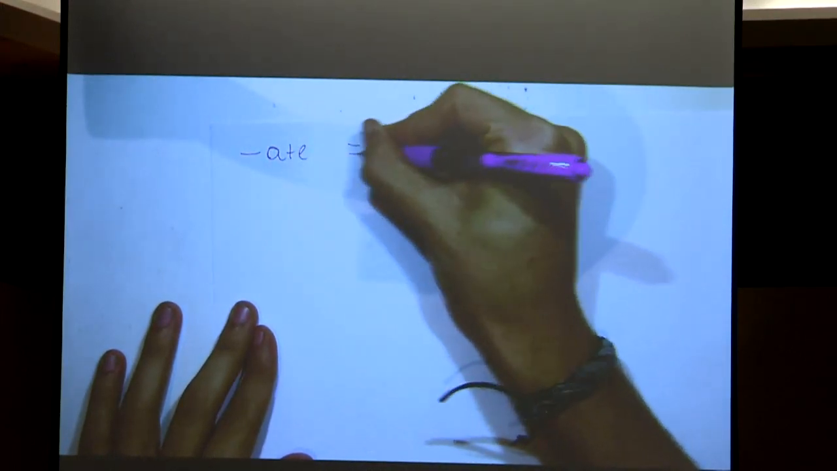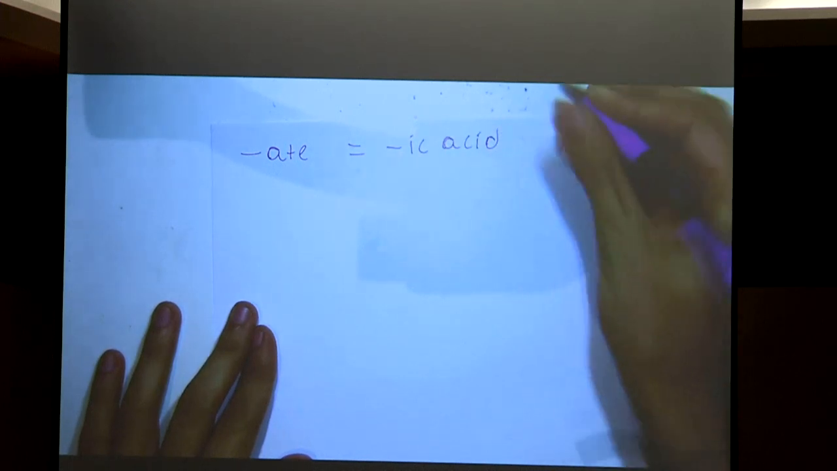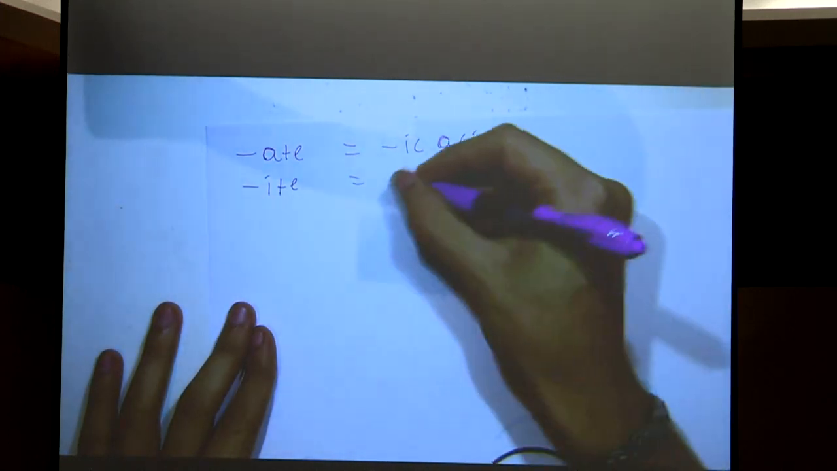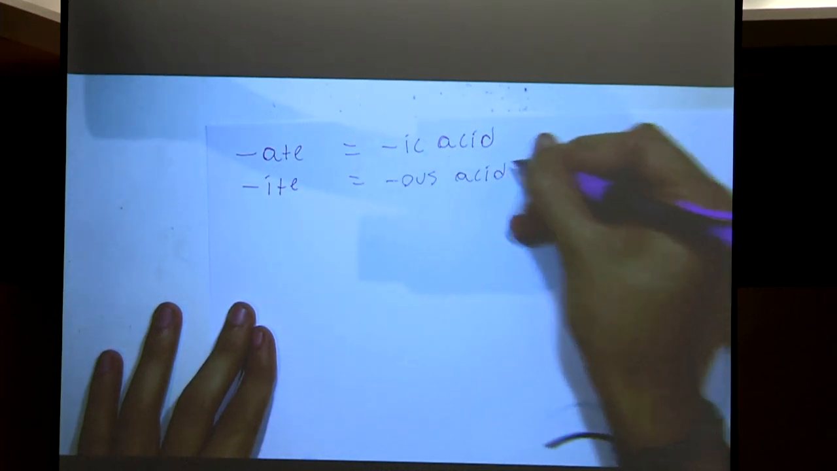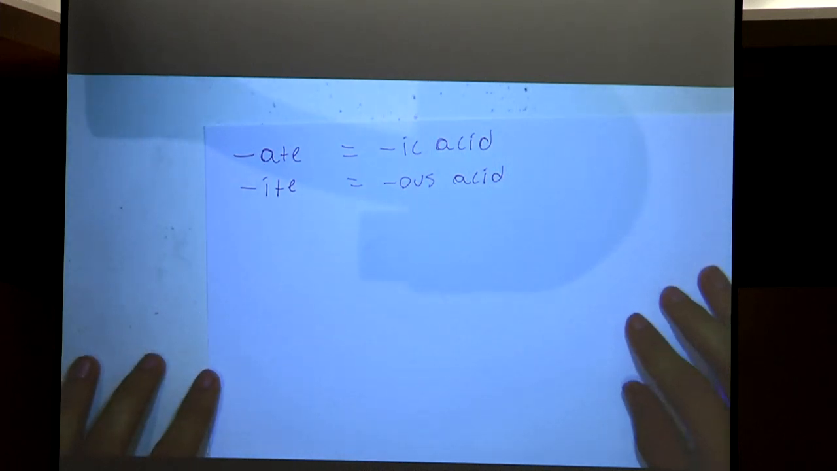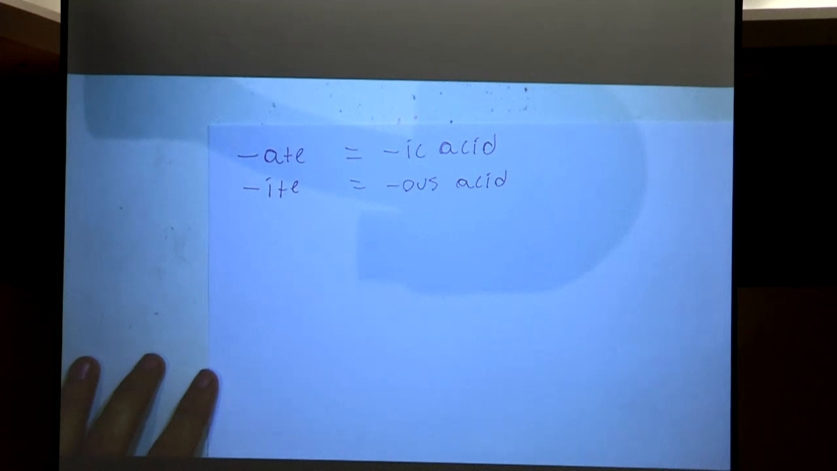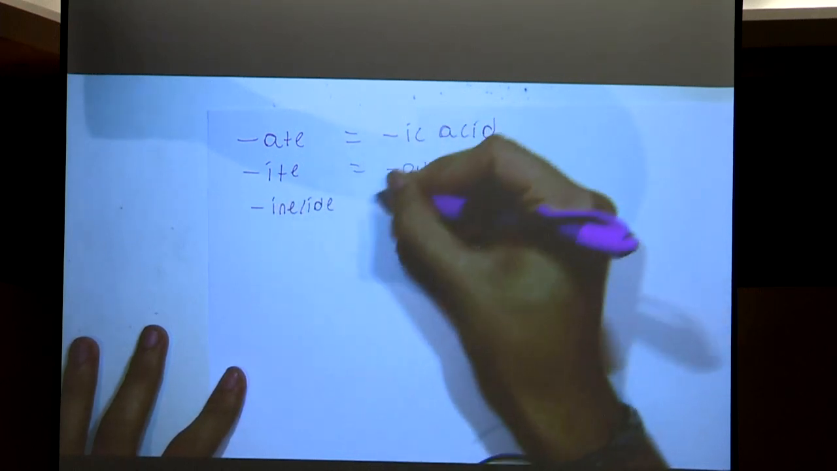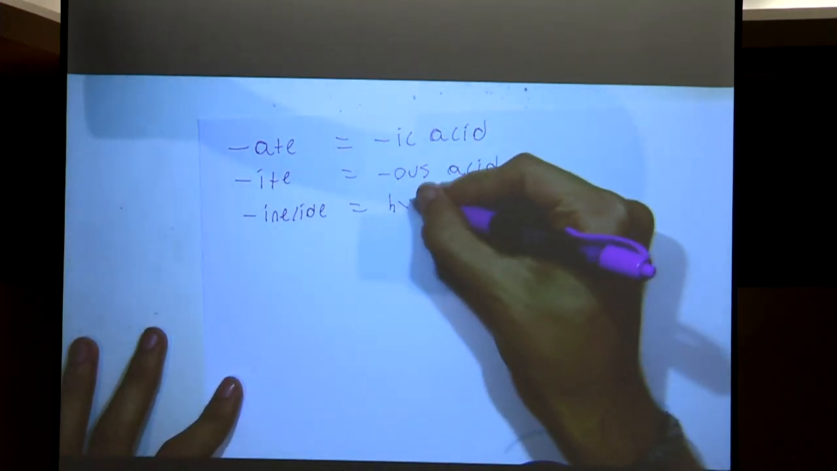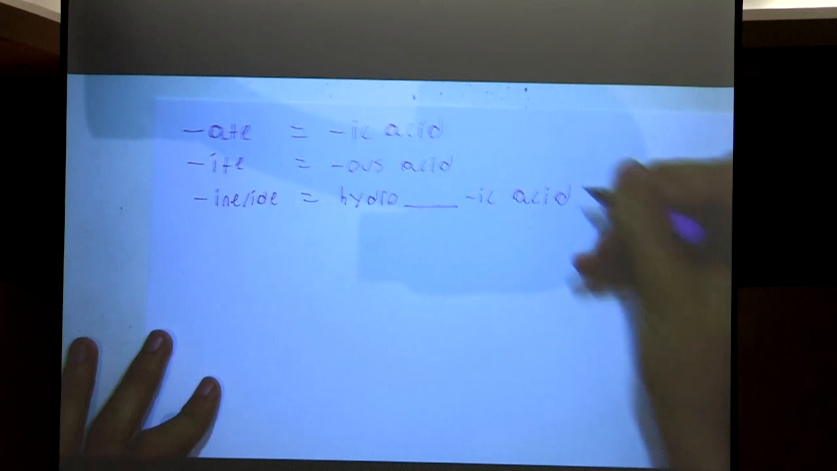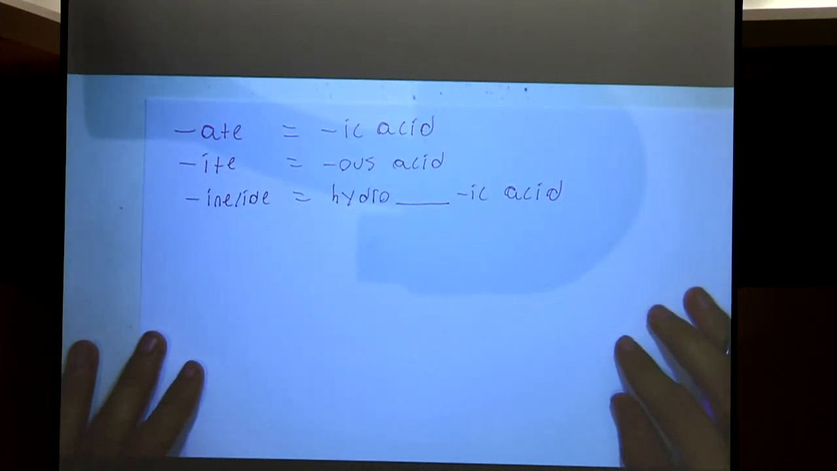Anything that ends in ate, any polyatomic anion that ends in ate, is going to become ic acid. Anything that ends in ite, sulfite, phosphite, whatever, is ous acid. So we've got ate is ic acid, ite is ous acid. And if we've got something that ends in ine or ide, so if you've got chlorine, fluorine, whatever, it becomes hydro, whatever the anion is, ic acid.